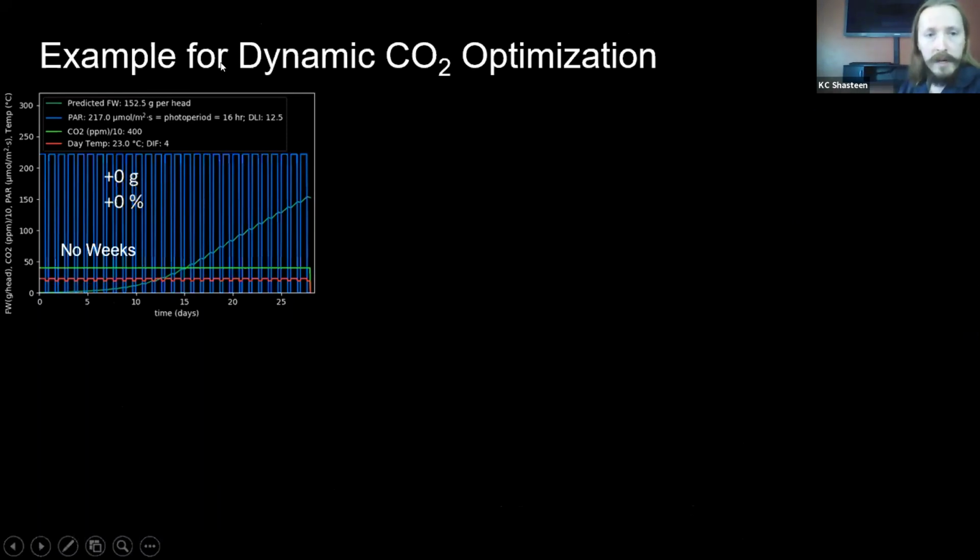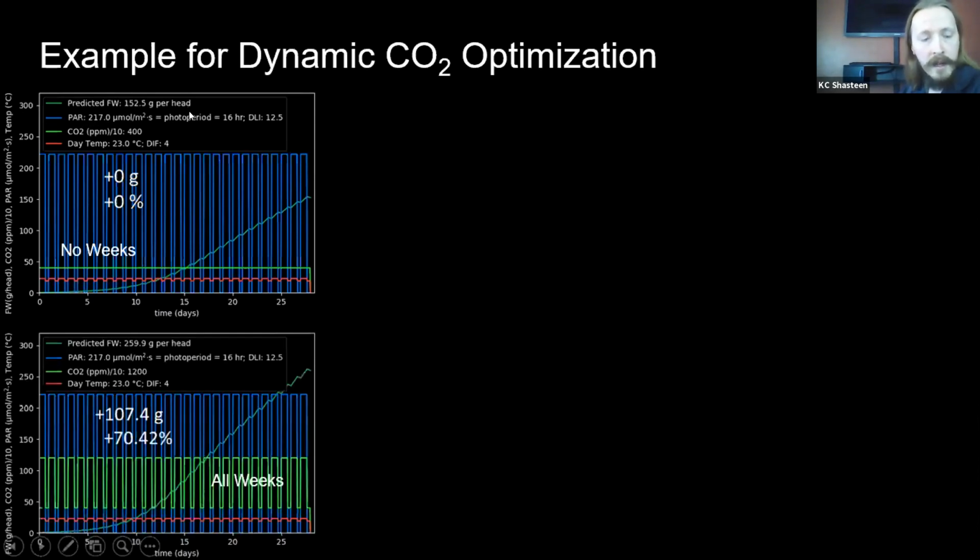For example, this is a graph of how CO2 concentration affects the yield as predicted by the simulations of the model. In a situation where we've got 400 parts per million, basically ambient CO2 growth, the predicted fresh weight is 152 grams per head. If we then change the CO2 level to 1200 parts per million in the simulation, we see a 70% increase in yield, or 100 grams.